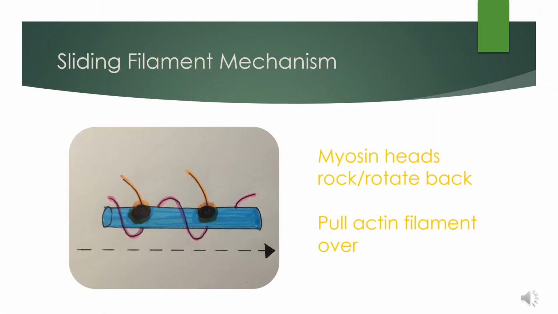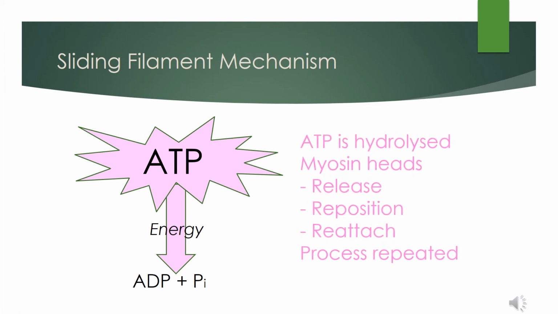Once attached, the myosin heads change their angle and rock or rotate back to pull actin filaments over adjacent myosin filaments. ATP hydrolysis releases energy, enabling myosin heads to detach from the binding sites in actin, revert to their original angle, then reattach, and the process is repeated. The cycle continues as long as the muscle fibers receive nervous stimulation.